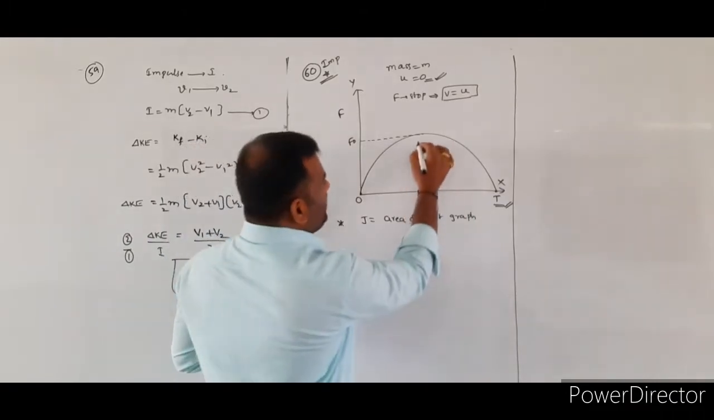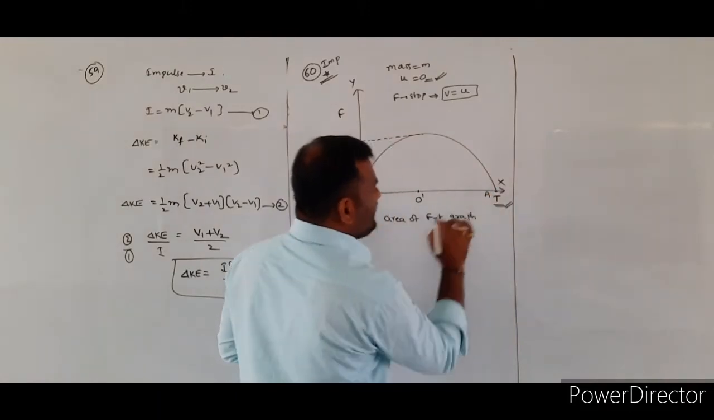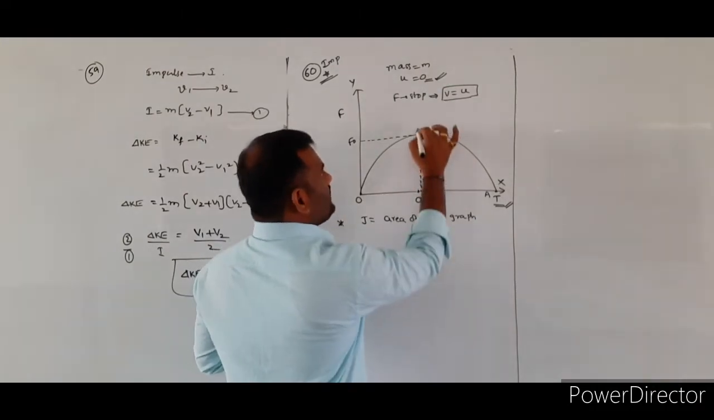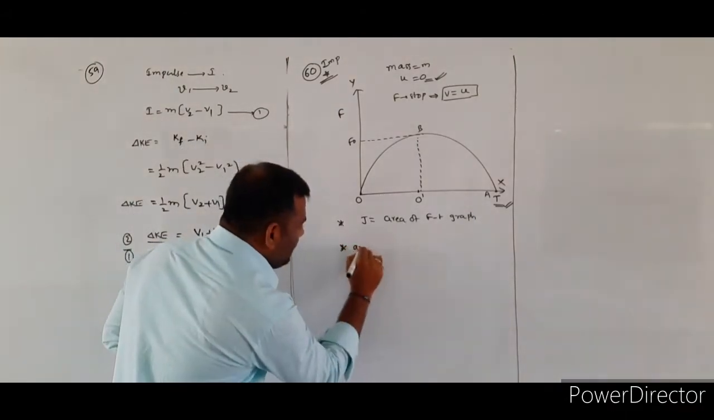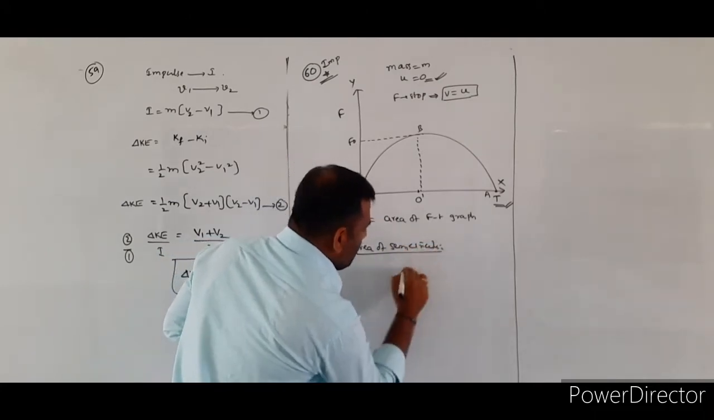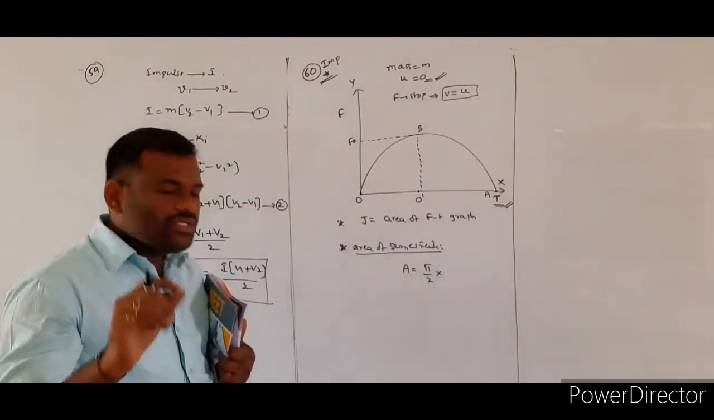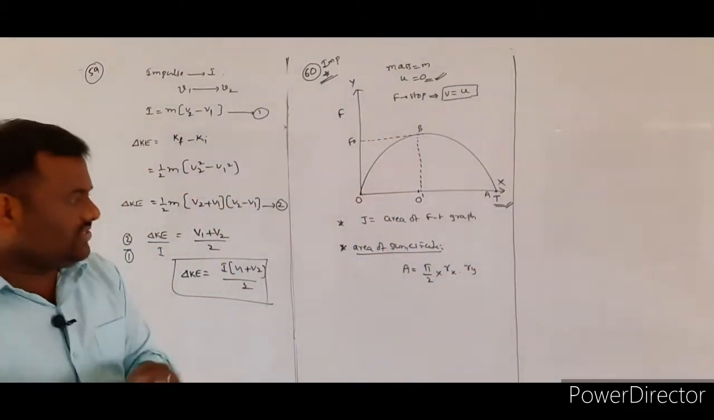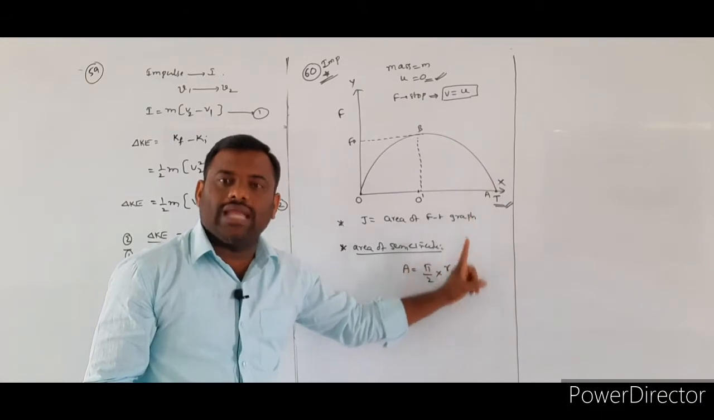as follows. See here I am assuming that it is the center, let it be O dash. So this radius value along the x-axis will be taken as O dash to A, and the radius along the y-axis will be taken as O dash to B. So the area of the semicircle, whenever different physical quantities are represented, is pi by 2 into the radius value along the x-axis into the radius value along the y-axis.